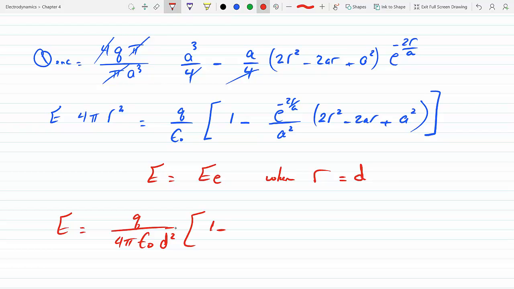1 minus, let me bring the a squared in, so this becomes e to the minus 2d over a, and this becomes 2d over a, minus 2 d squared over a squared, so this is d over a all squared, plus minus minus, so this is a plus here, plus 1.